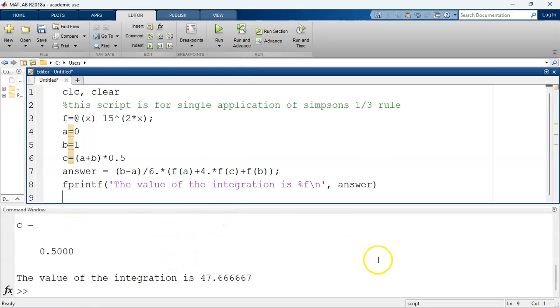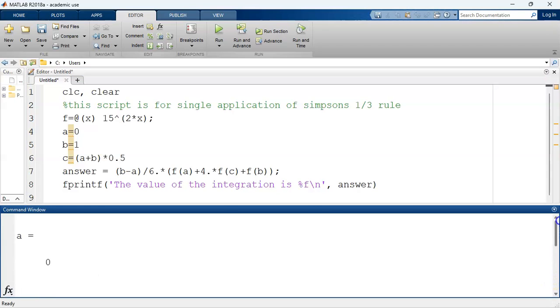There you go. So if you look at your command window, your A equals to 0, which is your limit, and then your maximum limit equals to 1, and then your middle point equals to 0.5. So the value of the integration is 47.666. There you go. Thank you.